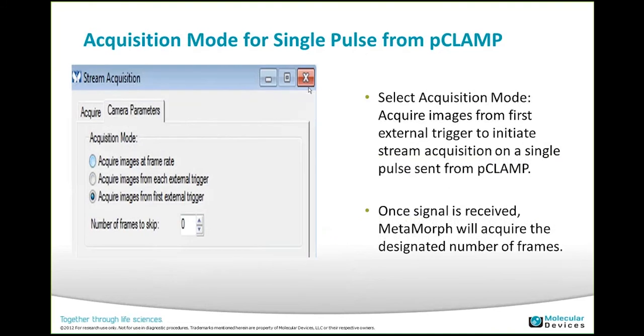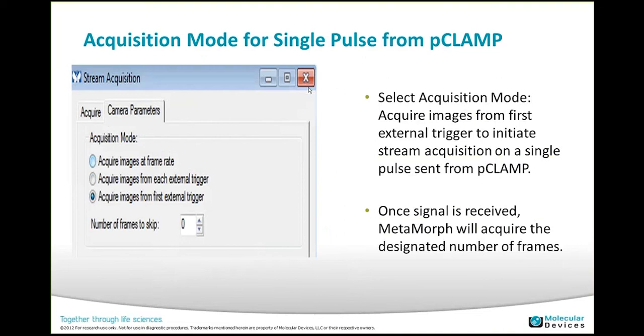So for image acquisition mode, looking at the camera parameters, if you want to do the acquisition while receiving just a single pulse from pCLAMP, you have to set the camera up in the acquisition mode to acquire images from the first trigger.